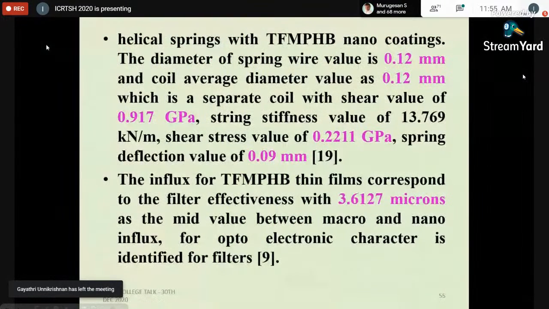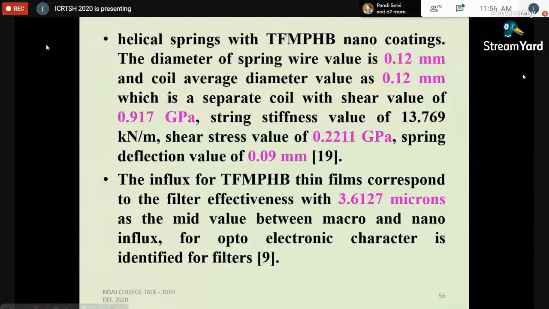There, it's 0.221 GPa. A spring deflection value of 0.09 millimeter is obtained. So we have the comparative coating effect of the same TFM PHB material for getting the stress analysis by tribology. So thin films also correspond to 3.6127 microns. We have just tried how the coating will be when finally identified for the glass coatings as a thin film.